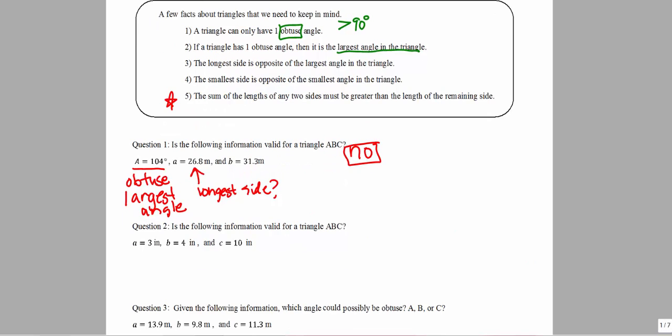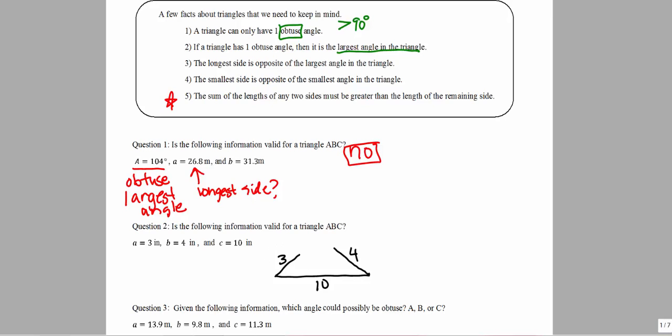Okay, question 2. Is the following information valid for triangle ABC? Let's say that we have side A, 3 inches, side B, 4 inches, side C is 10 inches. So let's look at this triangle. Let's see what it would look like. We'd have to have a side that's 10 inches long, a side that's 3 inches long, and then another side that's 4 inches long.